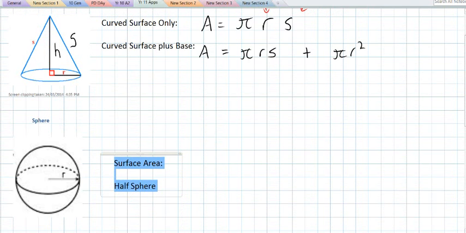Right. Now, once you've got the cone down, have a go at drawing a sphere. Make that writing bigger too. And for a sphere, we only have one measurement to consider, and that's the radius.